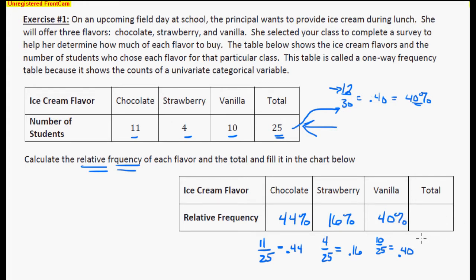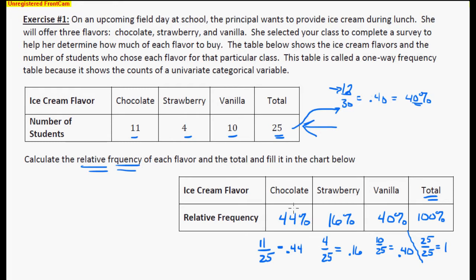40%. All right. Now, if you notice, every time when you do the total, if I go to do this total, that's just 25 over 25. All right. And 25 over 25 is 1. If I move my decimal, that is 100%, which should always be the case when you do the total. All right. So that should be pretty straightforward for you. Let's get rid of this one now, and let's do something a little more complicated.